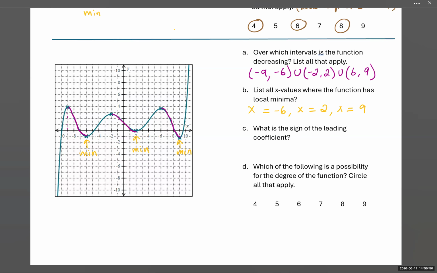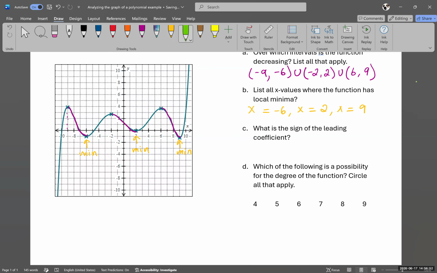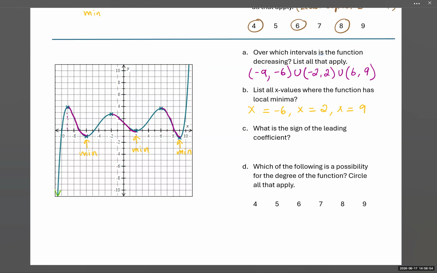What is the sign of the leading coefficient? So again, we're going to look at the ends. We have the left end going down and the right end going up. This way, this way. This is the end behavior of a function. This also is a positive leading coefficient.